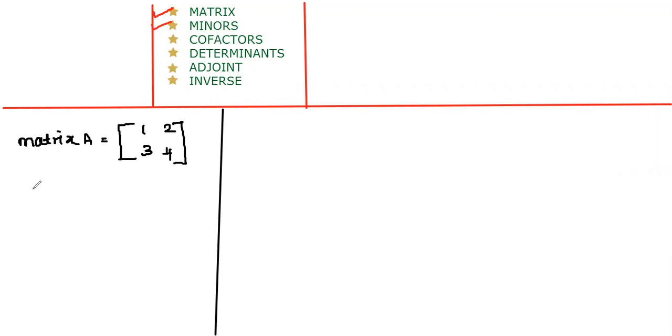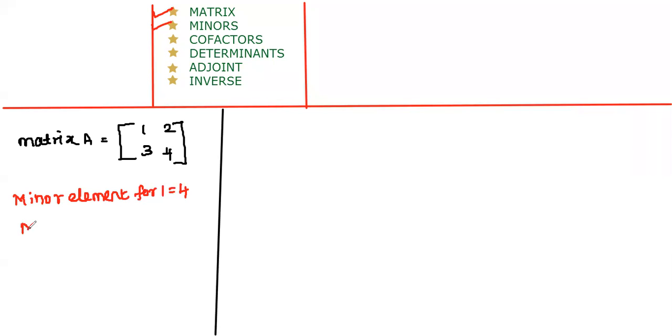So minor is pretty easy. Minor means you have to find the minor value for each and every element in the matrix. For example, if I'm calculating the minor value for 1, I will delete its corresponding row and corresponding column, and I'll take the remaining element. So that would be 4, right? So the minor value for 1 is 4. So the minor element for 1 is 4.